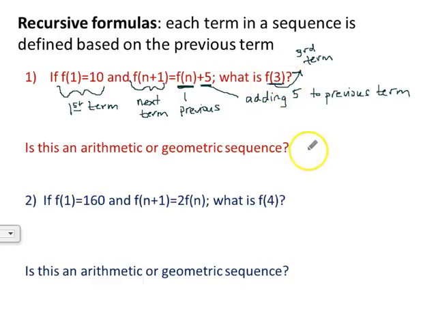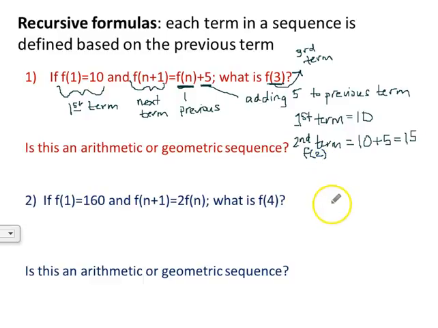In order to find that, we need to find the first 3 terms. So again, I know that the first term is 10, because f of 1 equals 10. To find the second term, it says take the previous term, or first term, which was 10, and add 5 to it. And I get 15. The fancy way of saying the second term is f of 2. That really represents the second term.